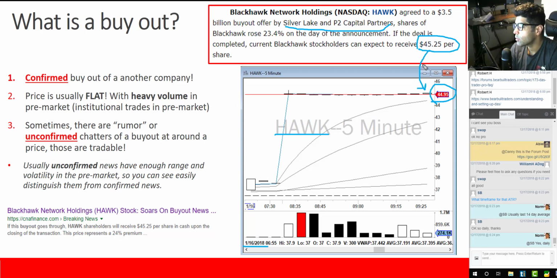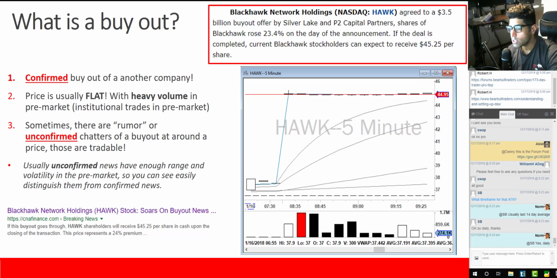I mean, 10, 20 cents, probably from people who want to cash out earlier, because this transaction probably happens a few months later, but that's the news that comes out. So the stock is gapping up, and these are the people who want to get out. And look at the volume, heavy trading volume, and all of that is in the pre-market. The market hasn't even opened yet. These are confirmed news. Price is usually flat with heavy volume in the pre-market because at 8 o'clock institutional traders come in and start trading from one institution to another.